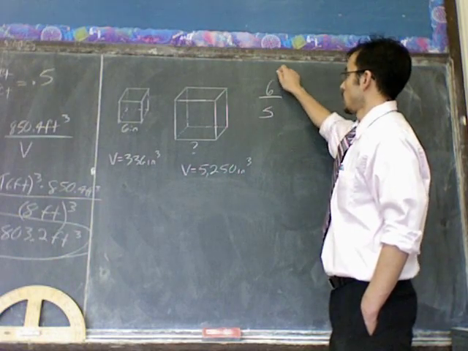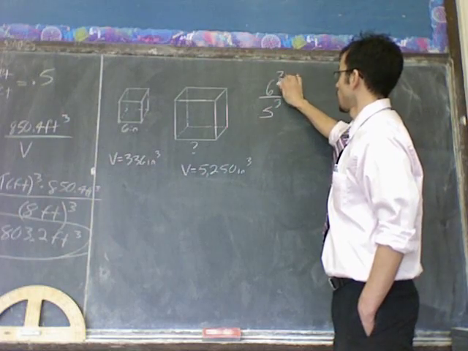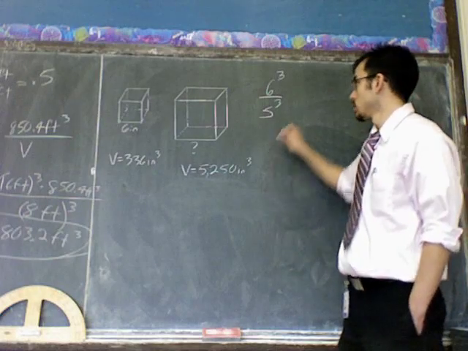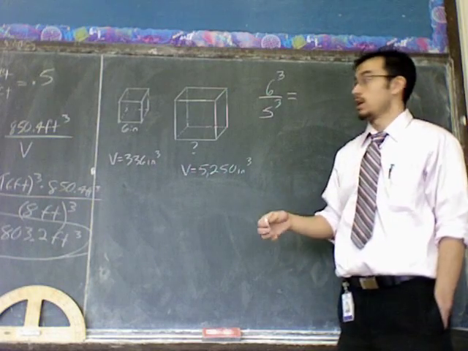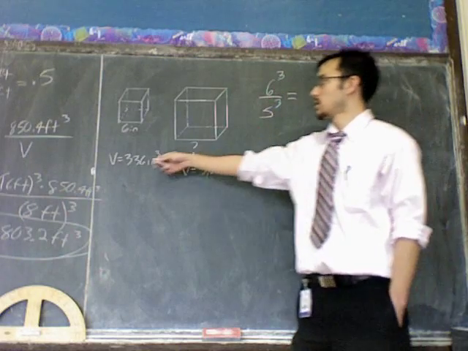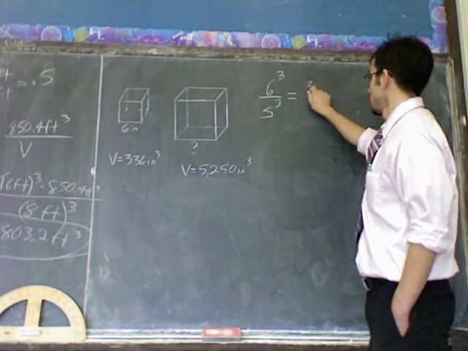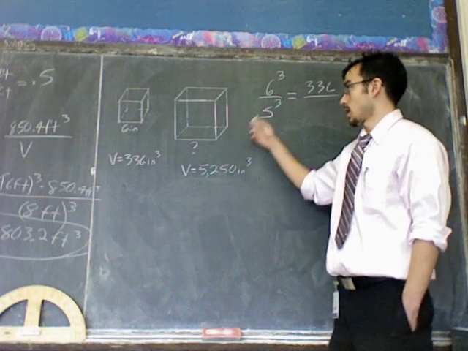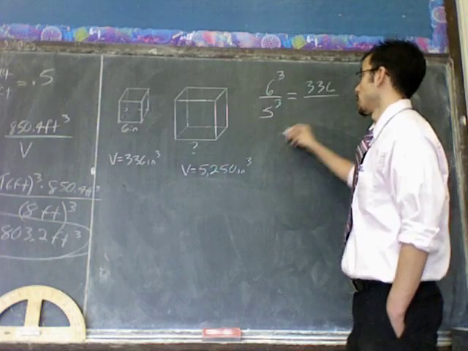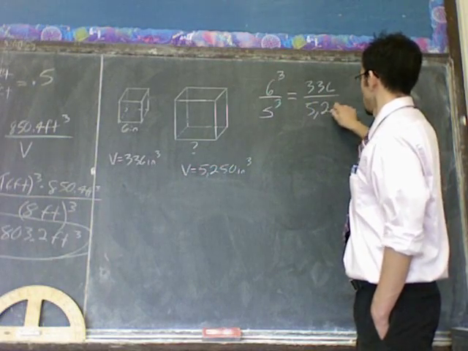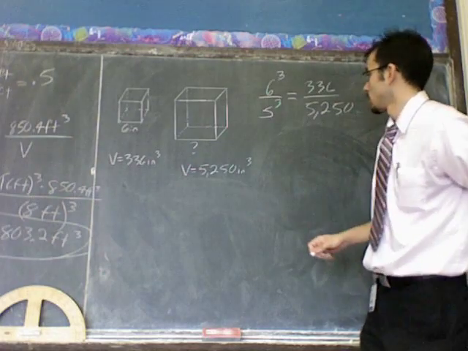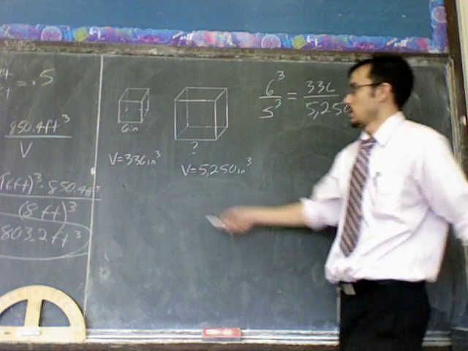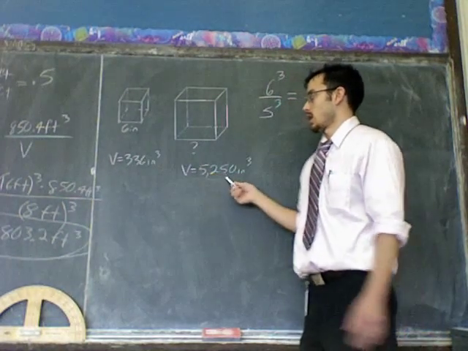S, I have to cube both measurements of the figures. Okay, m cubed over n cubed equals the volume of whichever figure had the 6 in it. That's 336 over the volume of the figure that had the S in it, the unknown, 5,250. And then we can cross multiply. That's the whole setup. That relates to that, that relates to that.